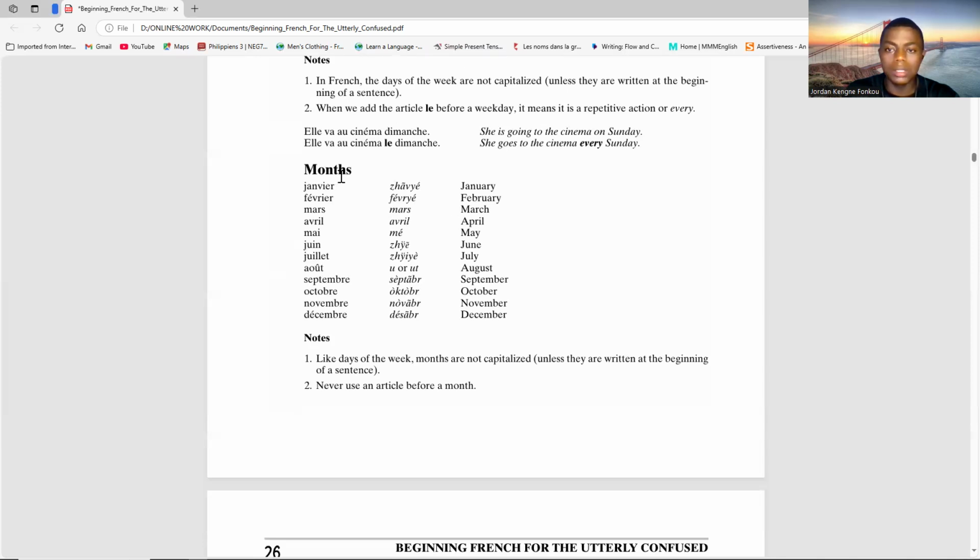Now let's talk about the months. From January to December, this is how they sound. Janvier, février, mars, avril, mai, juin, juillet, août, septembre, octobre, novembre, décembre.